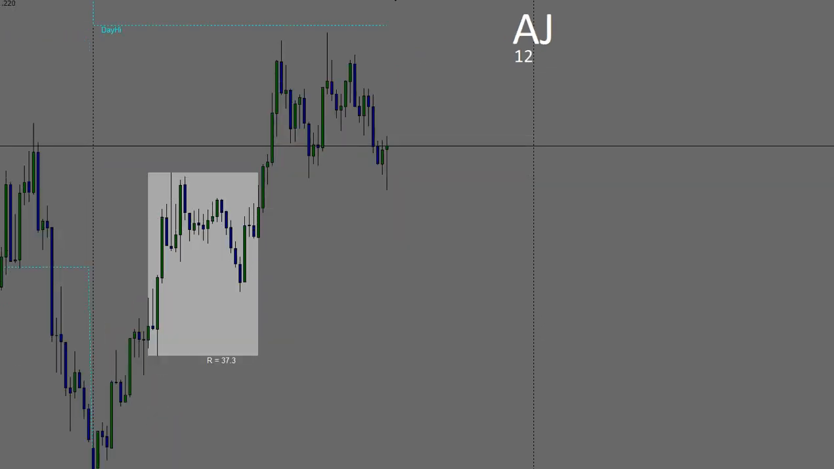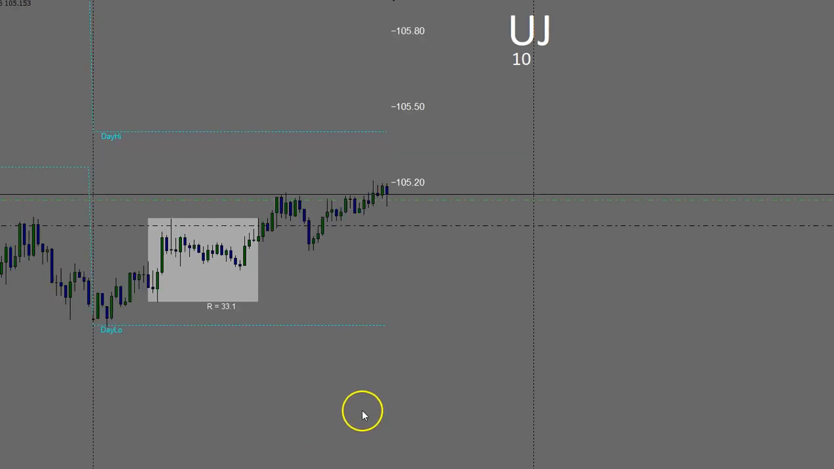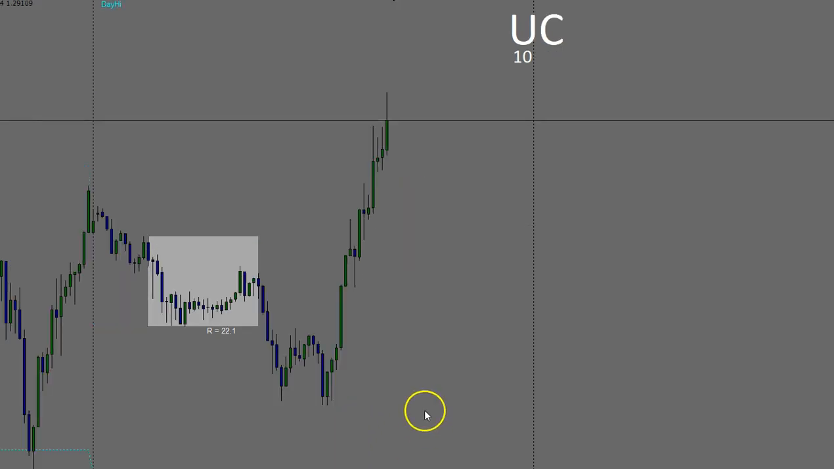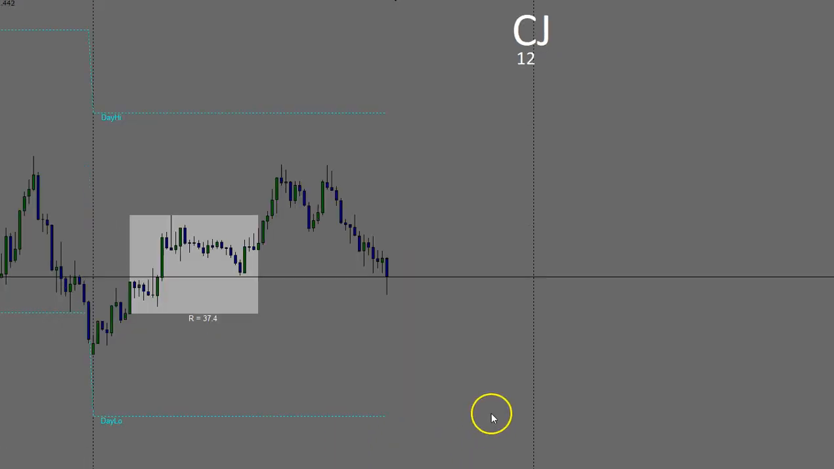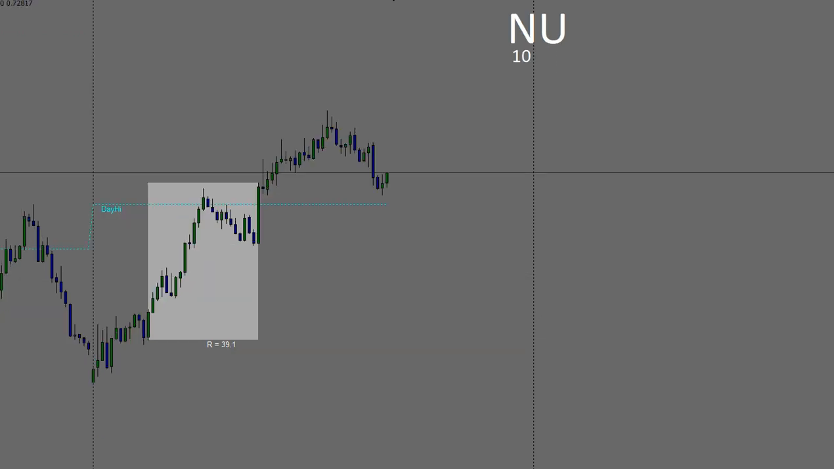Nothing on the Australian dollar, US dollar. Australian dollar, Japanese yen, nothing there. US dollar, Japanese yen, I've taken this one long. US dollar CAD, there's no entry for me there. Canadian dollar, Japanese yen, nothing there. And New Zealand dollar, US dollar, no entry for me there. So at the moment, I've got 1, 2, 3, 4, 5 trades on.